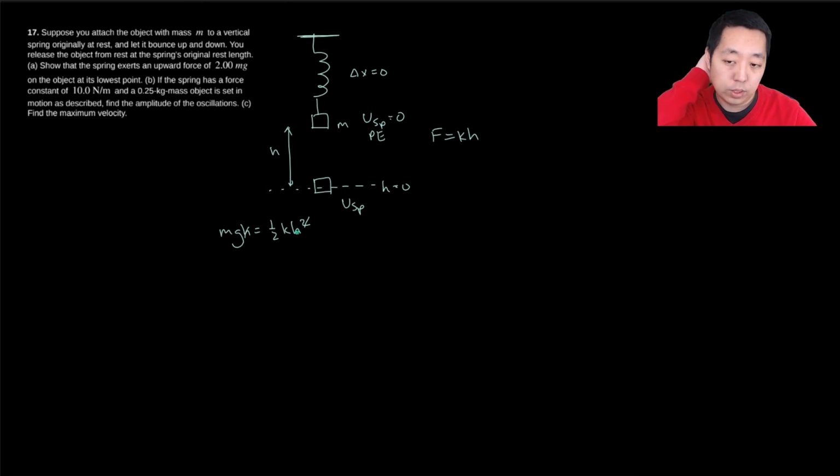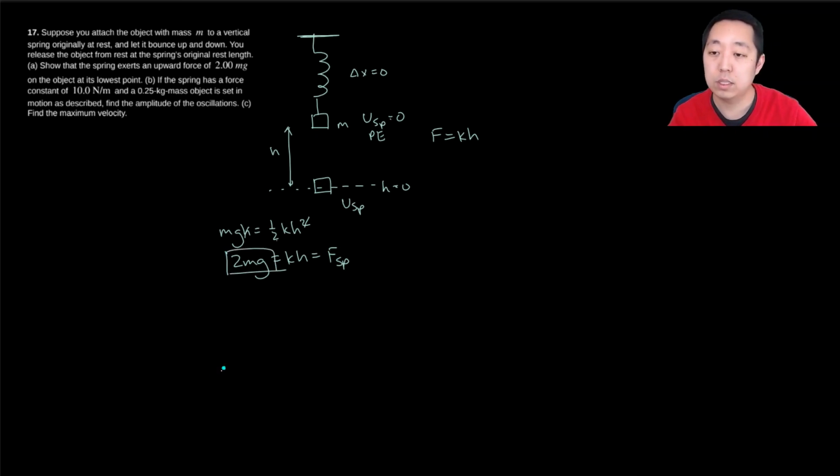So I need to know what k times h is. The force is equal to k times h. So in this case, k times h is my force, so I just multiply this by 2. So I have 2mg, which is equal to kh. And that's equal to my spring force, because that means I've displaced h, so the restoring force of the spring is going to be here. And so that's that.